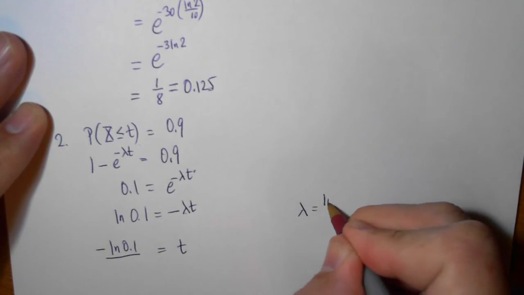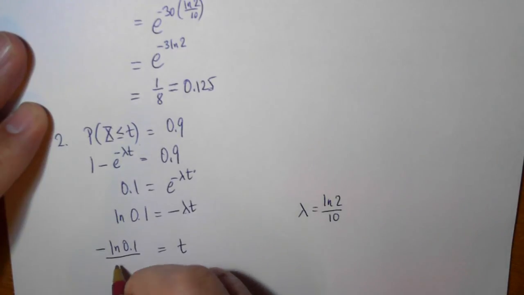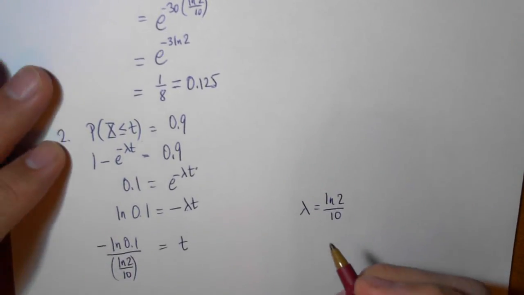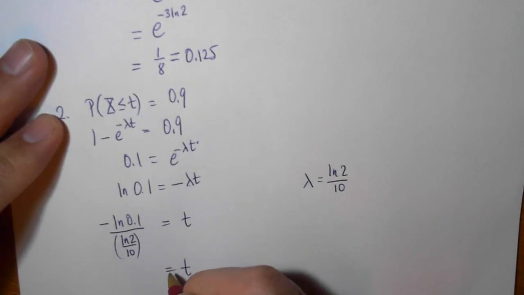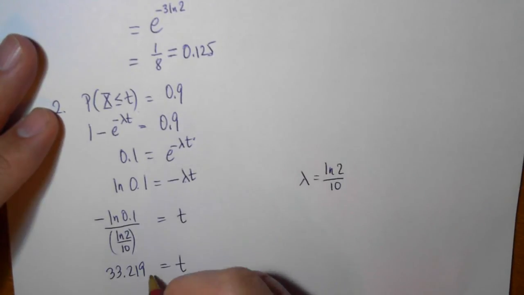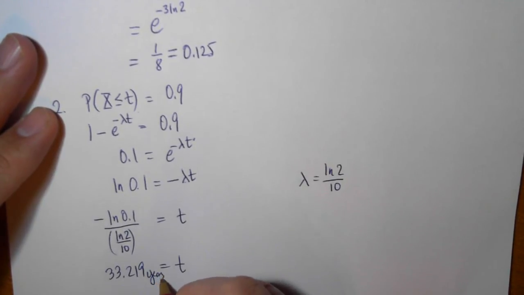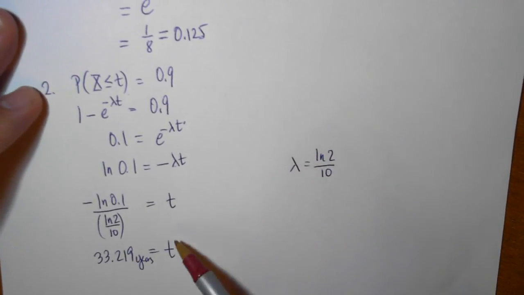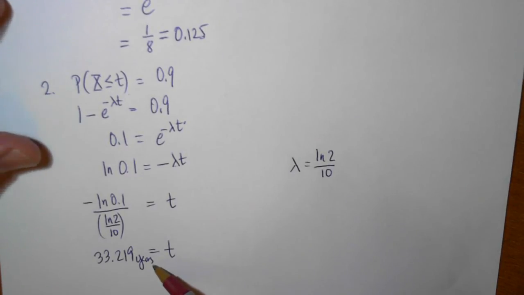And we recall that lambda was equal to natural log of 2 over 10. So dividing, I've got natural log of 2 over 10 down here in the denominator. And plugging into a calculator, we get 33.219 years. And so that's how long it takes for 90% of the atoms to decay.